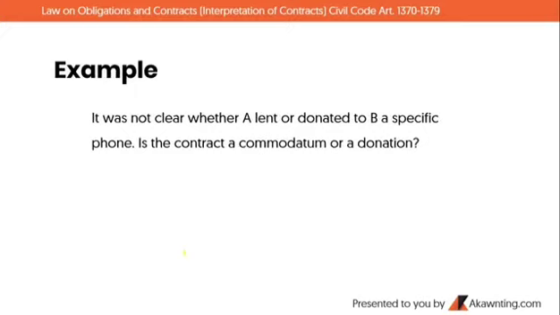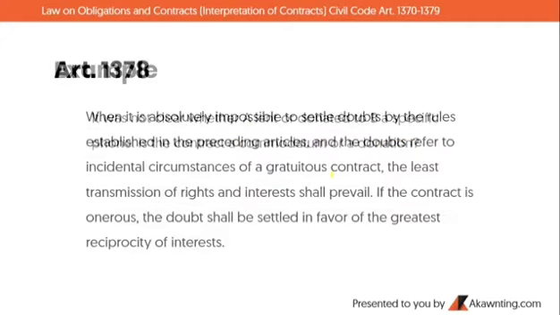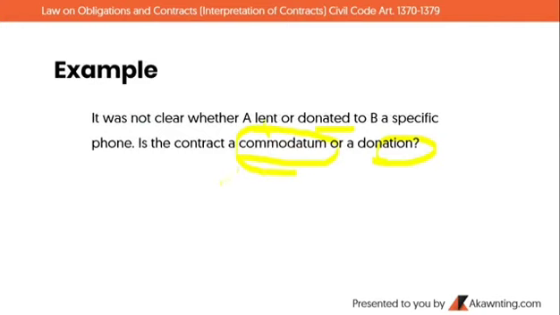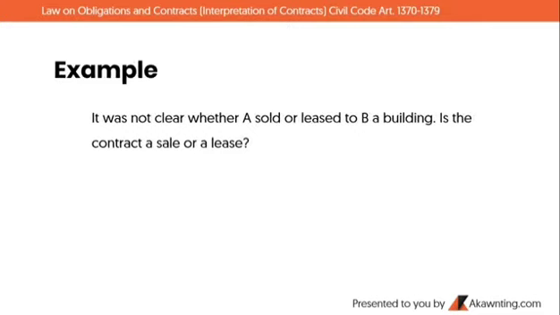So first example, we are dealing with a gratuitous contract. So it was not clear whether A lent or donated to B a specific phone. So is the contract a comodatum or a donation? Pag comodatum, pinahiram lang. Pag donation, binigay na. Okay, so ano ang magiging interpretation natin kung hindi malinaw kung ano talaga. So sabi dito, balikan natin, least transmission of right. So obviously, nagkakaroon ng least transmission of right kapag pinahiram mo lang, okay? So this contract will be interpreted as a contract of comodatum, okay?